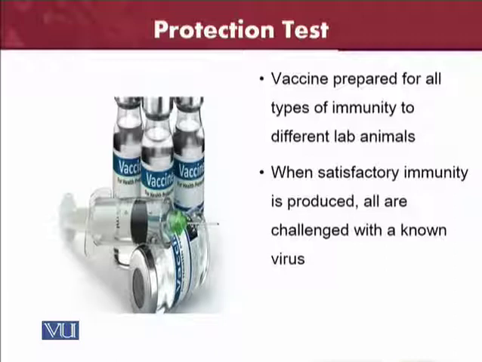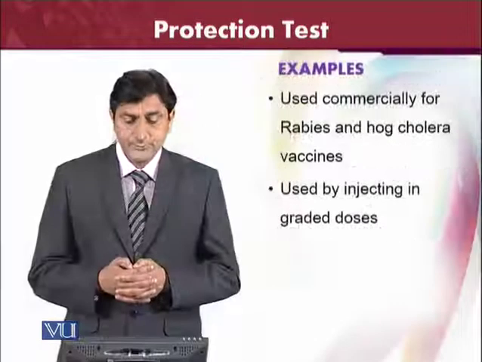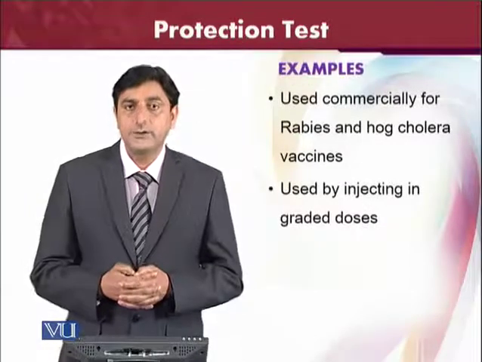Vaccine is prepared for all types of immunity in different lab animals. We can use different lab animals first, and then we can use the similar animals for which the vaccine is going to be produced. When satisfactory immunity is produced, all are challenged with the known virus. When we know what kind of immunity will be produced after that vaccine, we need to use it for the known virus. Examples are used commercially for rabies and hog cholera vaccines.